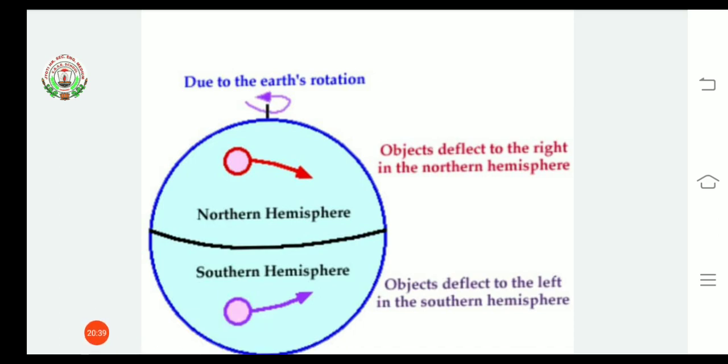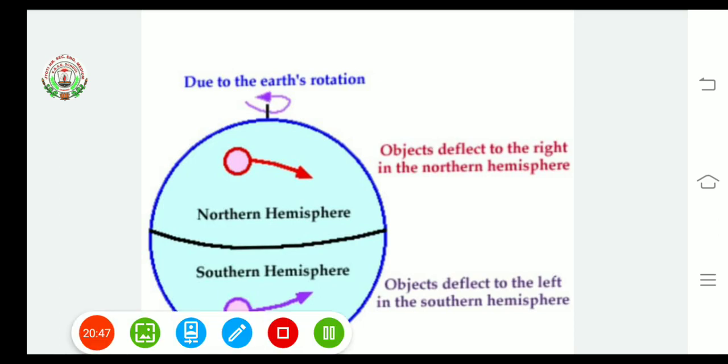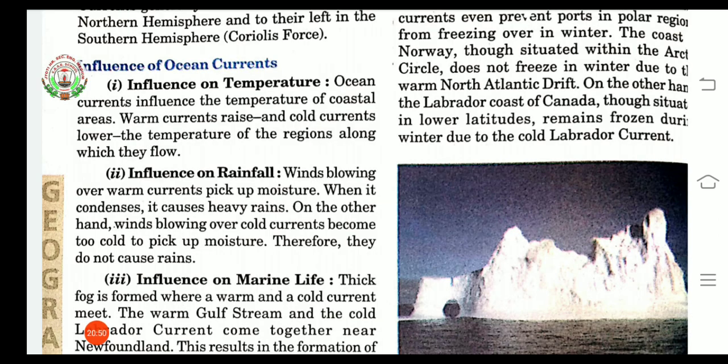Now we will understand about the various influences of ocean currents. First of all, we will understand the influence of ocean currents on temperature. Ocean currents influence the temperature of coastal areas. Warm currents raise and cold currents lower the temperature of the region along which they flow.